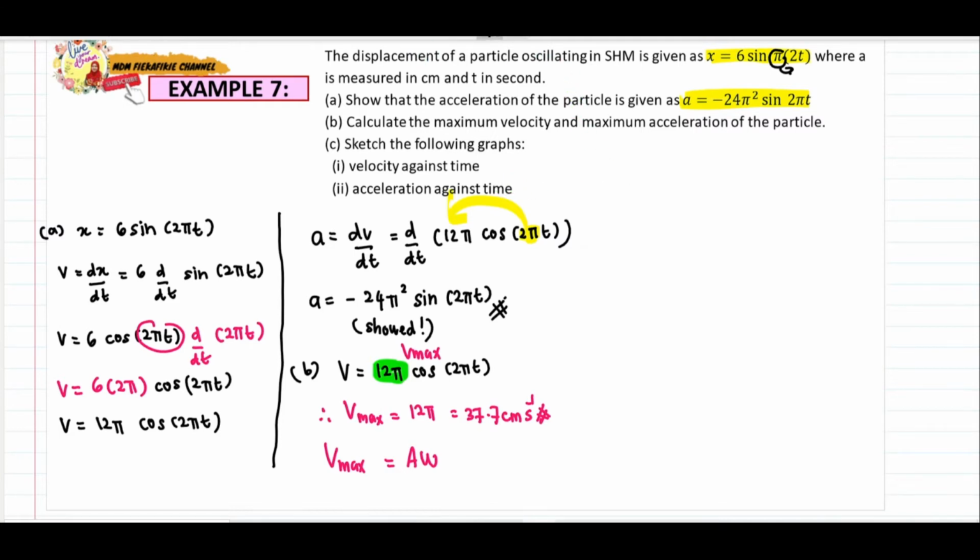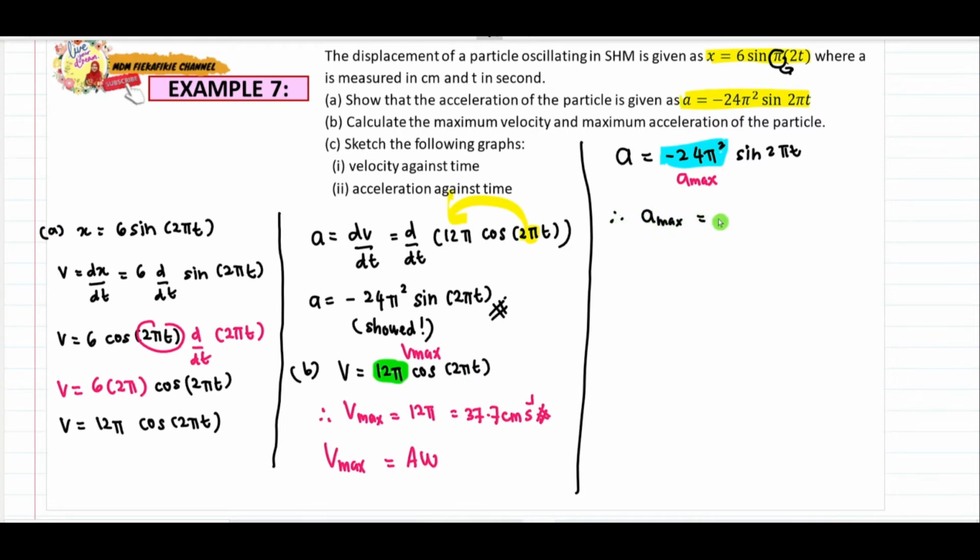Alright. And then A maximum, same goes to the first one. Okay, saya akan buat kat sini. Okay, so sebab kita dah ada equation A is equal to negative 24 pi squared sin 2 pi t. So daripada equation, saya dah tahu ini adalah nilai A maximum. Okay, so from the equation, the value of A maximum is actually equal to 24 pi squared, where it's equal to 236.9 centimeter per second squared. Okay, alright. So finish B and C, we want to sketch the graph, velocity against time.